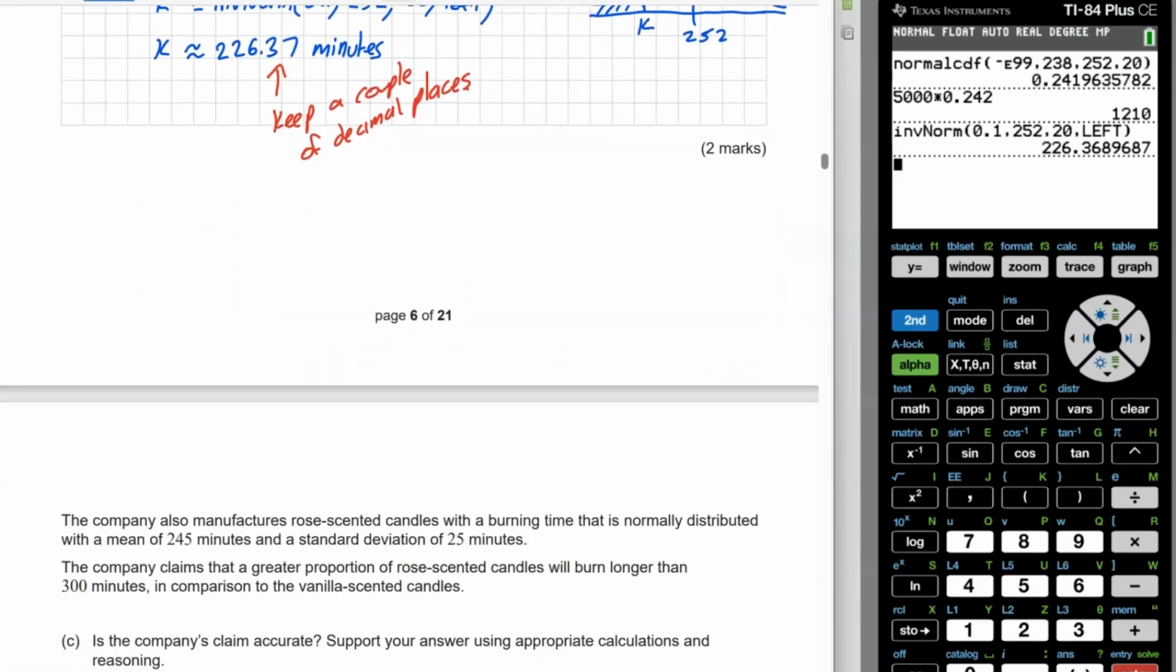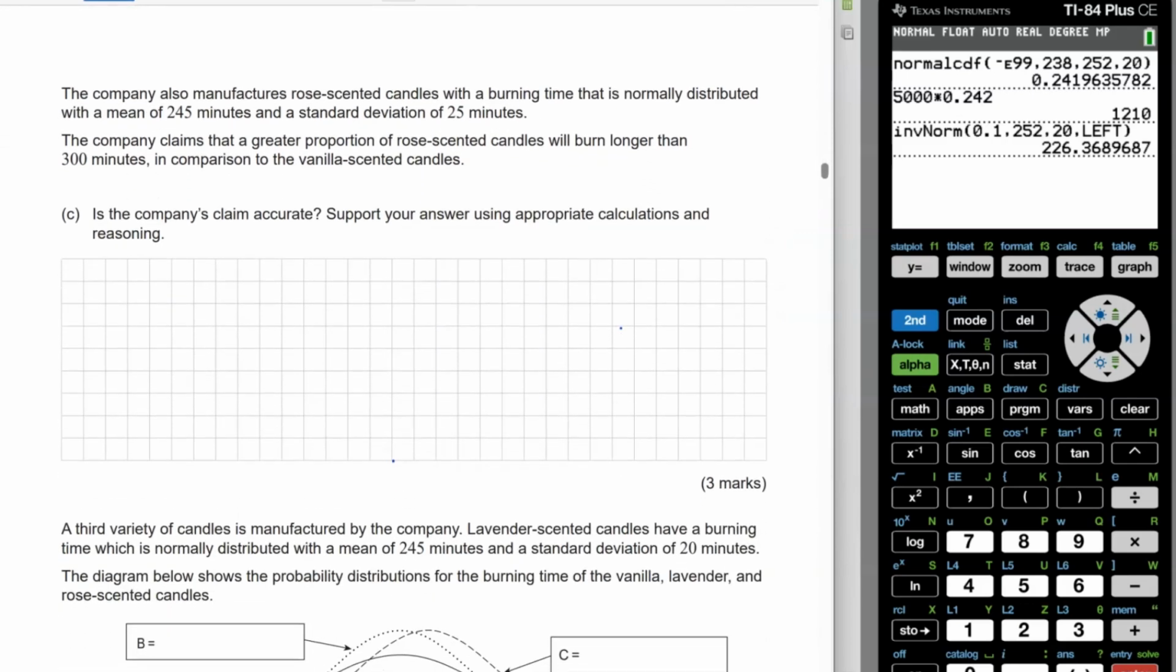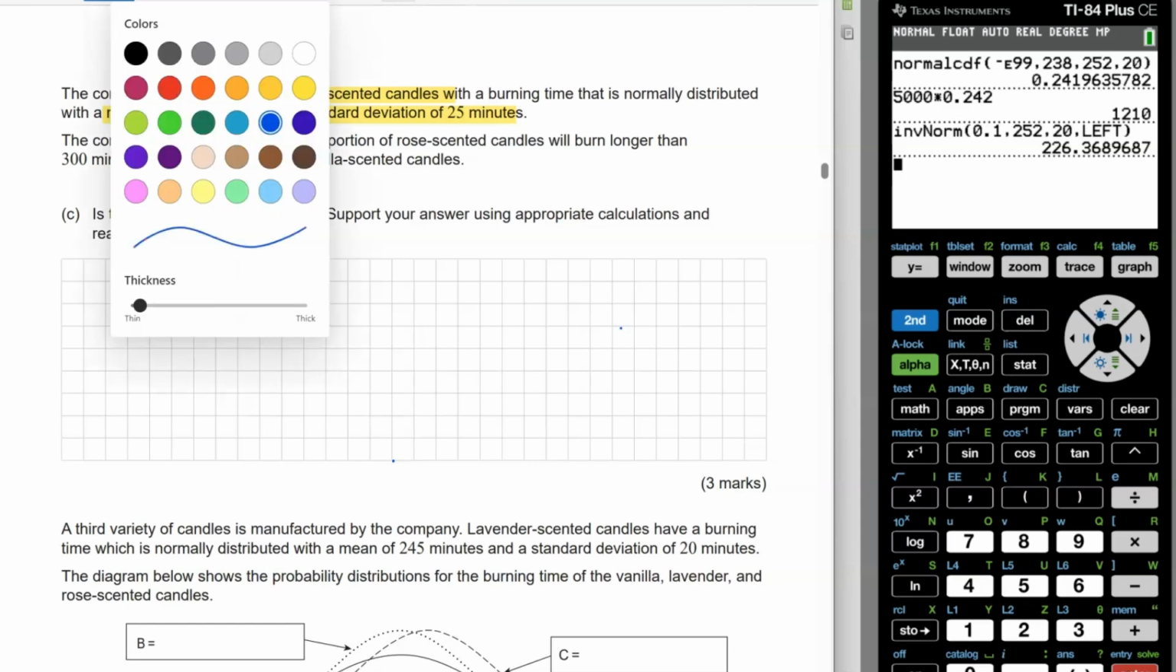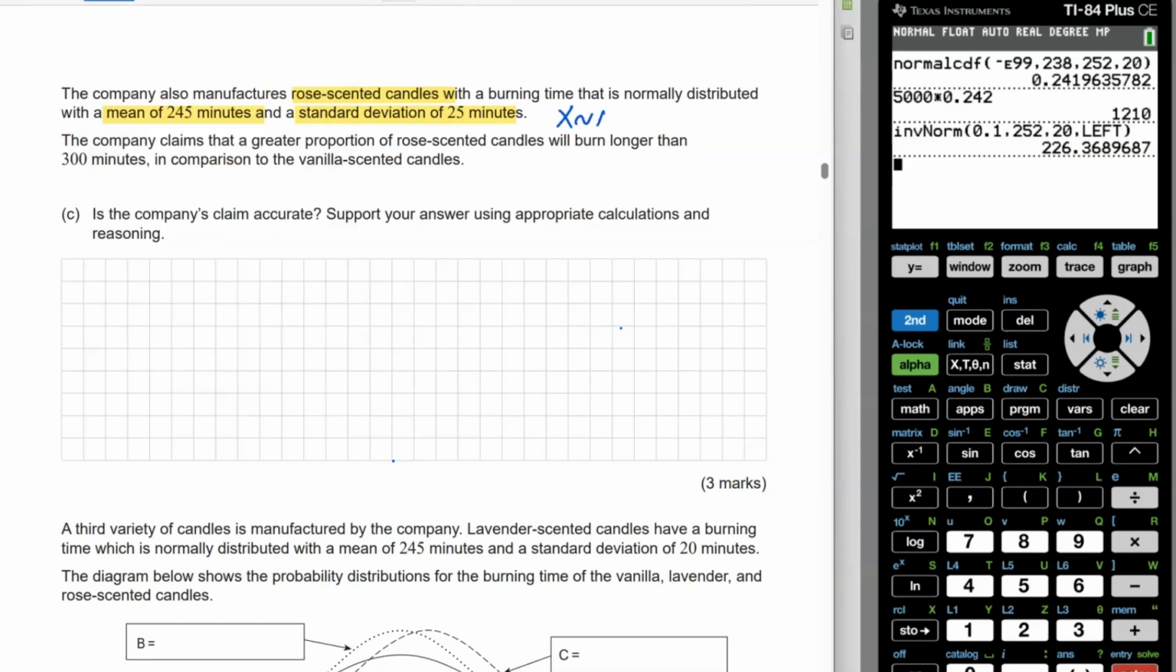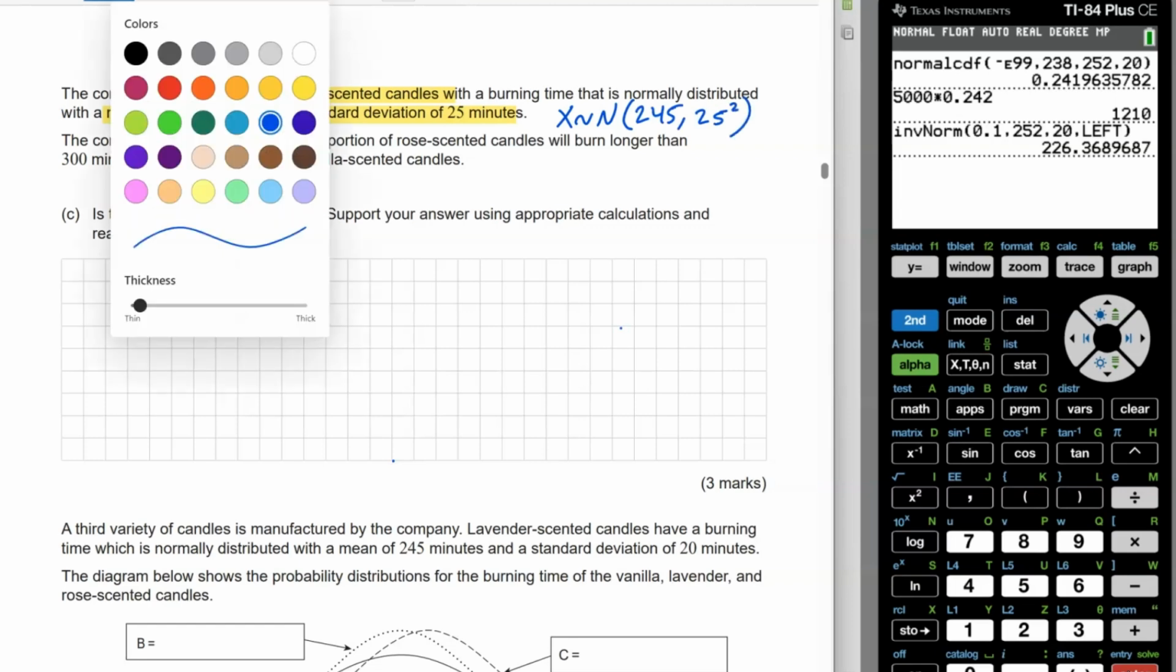Okay, so the next page is probably another candle, which it does look like it is. So we're doing rose-scented candles this time. With these ones, we've got a mean of 245 and a standard deviation of 25. So we can summarize that by saying that x is distributed normally with 245 and 25 squared.